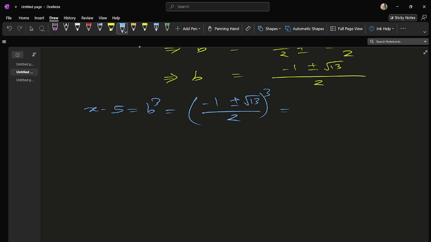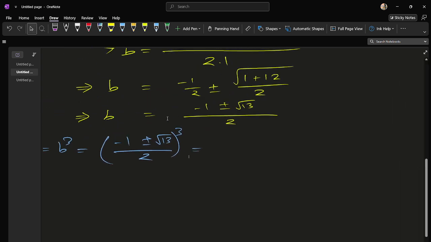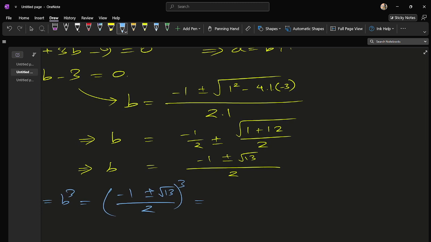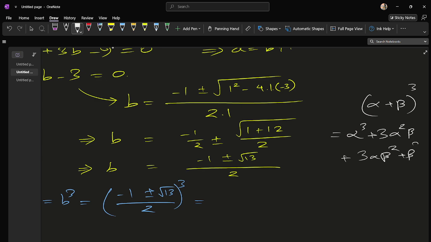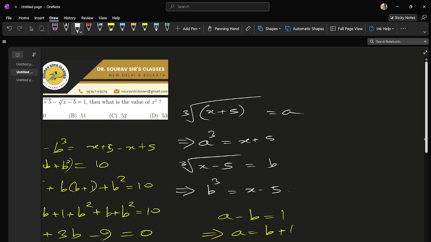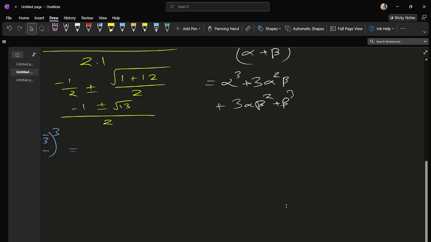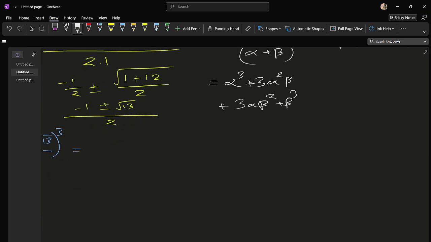We are going to use the formula of the cube, which we know: (alpha plus beta) whole cube is equal to alpha cube plus 3 alpha square beta plus 3 alpha beta square plus beta cube. Okay, so let me shift the screen from this side.